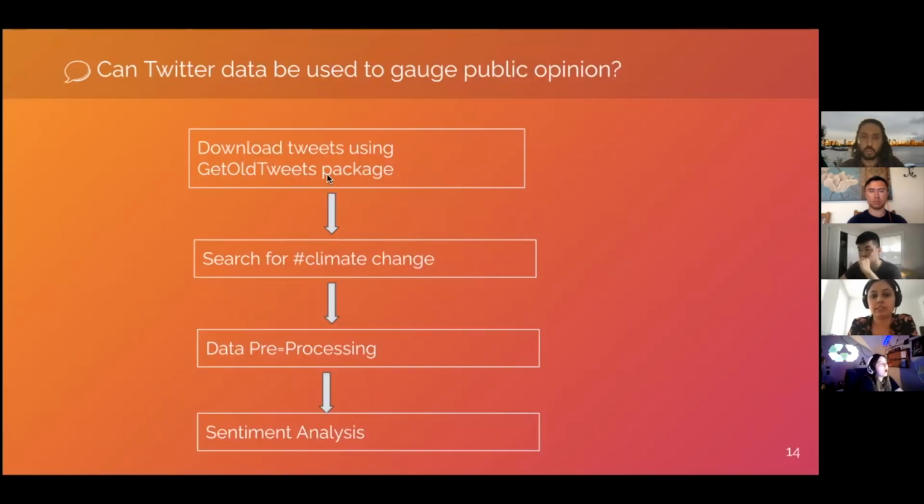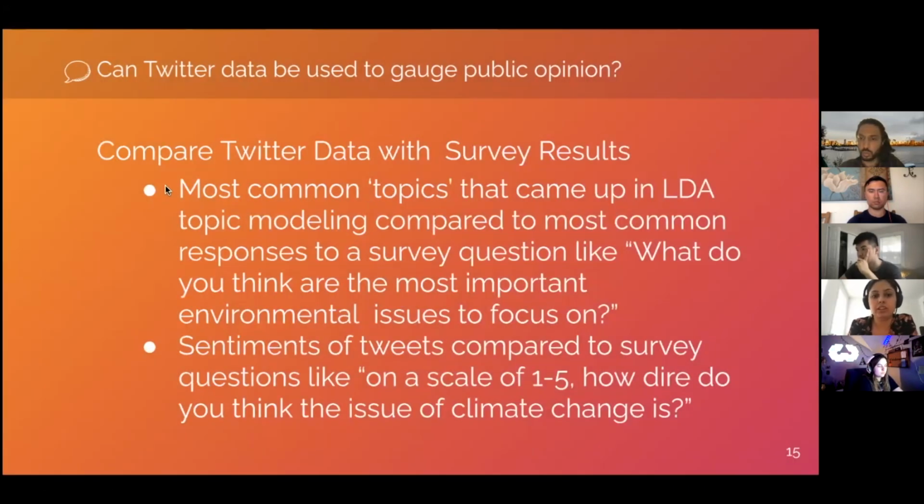And then for the hashtag of climate change, we did the data pre-processing again, and we did sentiment analysis, similar to the Yelp example that you've seen before, to see what people's sentiments were in the tweets with certain words like climate change. And then we tried to compare our Twitter data with survey results. So, using the most common topics that came up in LDA topic modeling, we compared those to the most common responses to a survey question, like, what do you think is the most important environmental issue to focus on?